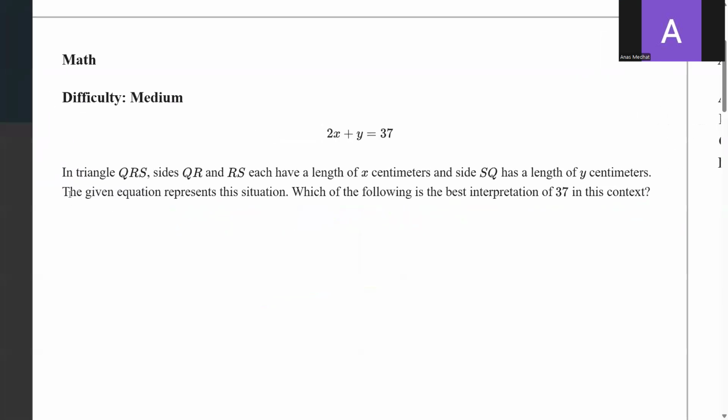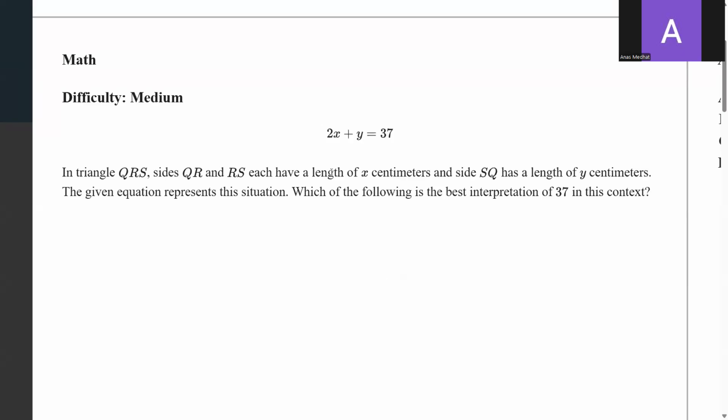In a triangle QRS, sides QR and RS each have a length of x centimeters, and side SQ has a length of y centimeters. The given equation represents the situation. Which is the best interpretation of 37 in this context?